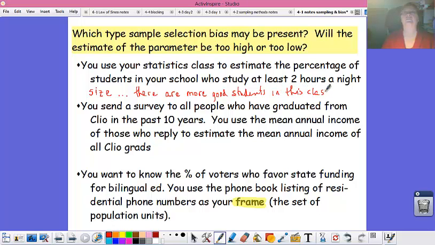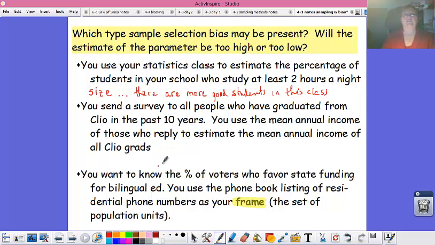So if we chose you guys to be a representative of our high school, we'd be doing the rest of the school a disservice. Will we estimate the parameter too high or too low? Probably too high here, because most of you probably do a couple hours a night of homework or whatever. So we'd be estimating too high if we chose just from your class.